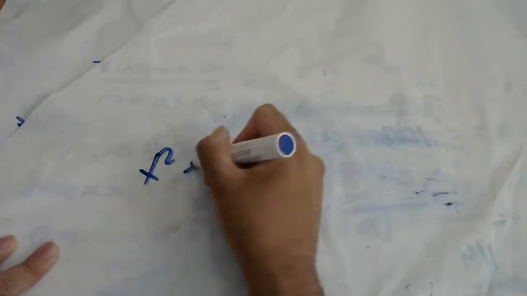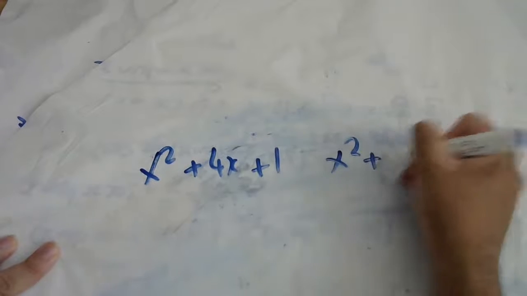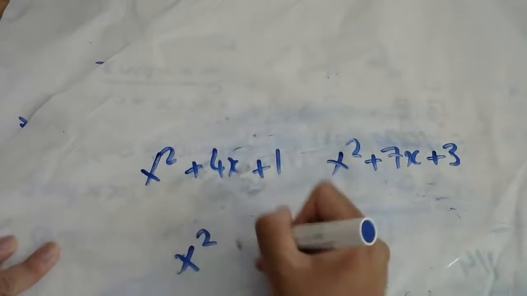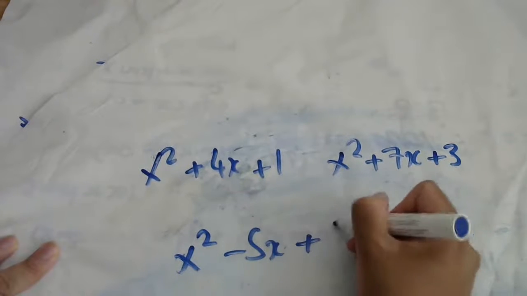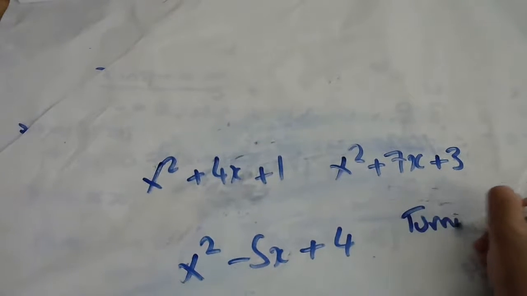So let's do it together. So here, easy one. So x squared plus 4x plus 1. That's a nice easy one to go on with. Then you've got x squared plus 7x plus 3. And then your last one will be x squared minus 5x plus 4. Okay, so I want you to find the turning points, just the turning points, nothing else, for 1, 2, and 3. So you're finding the turning points, all right?